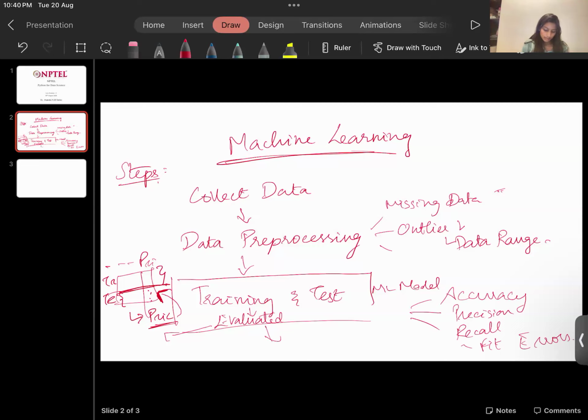So when the model is evaluated, we use that as the actual model, and then we use our own real-time unknown data set. Unknown data is inputted, and then the predictions are made. So this is the whole idea of machine learning.